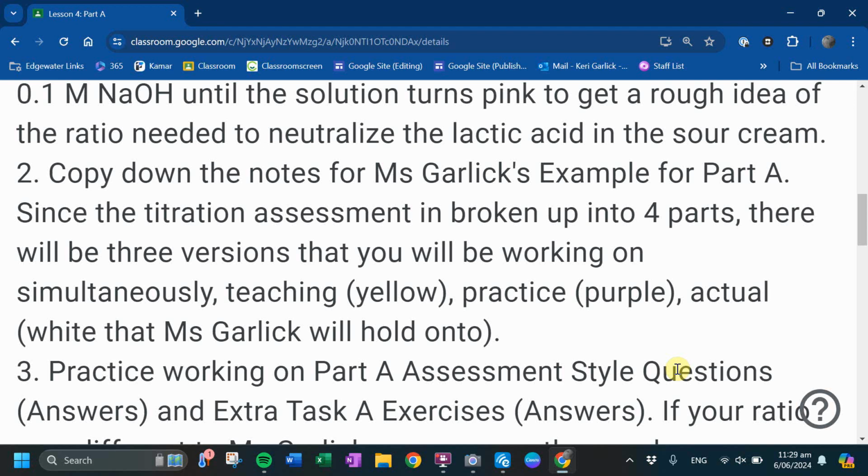So first thing I want to talk about then is what is part A, so you guys can understand that, and then you guys will have a chance to practice that.